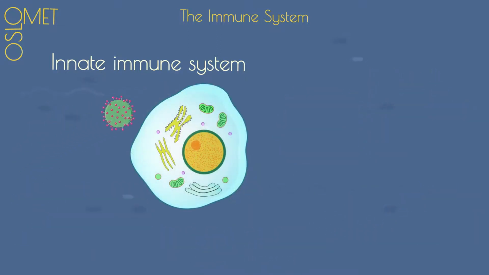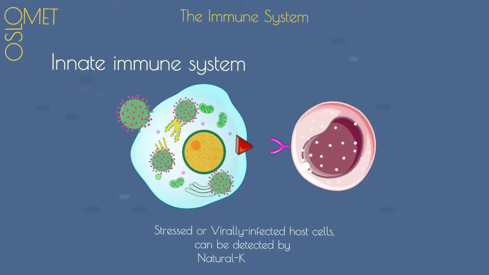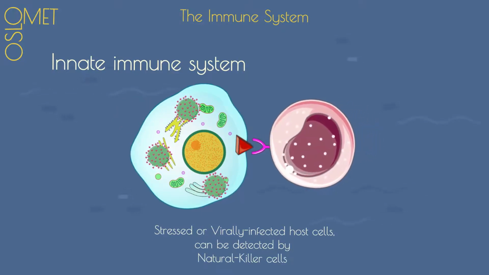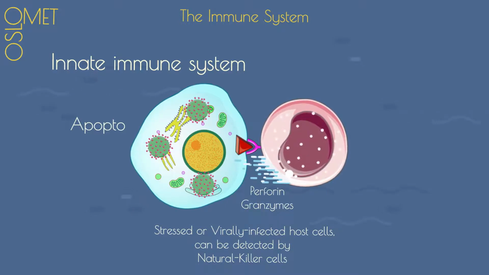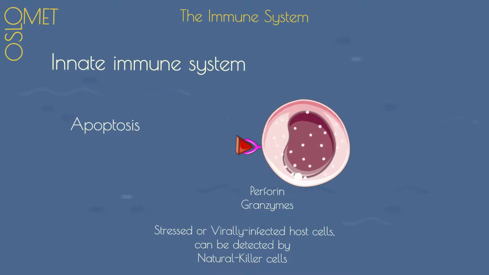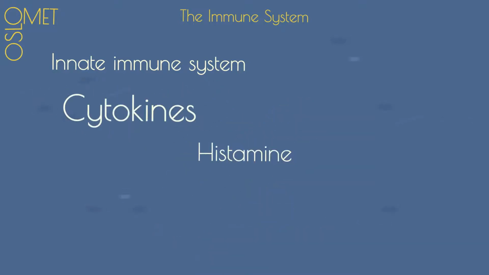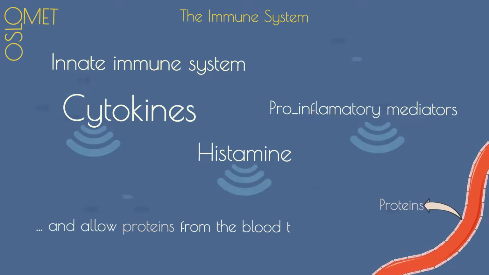During innate immune reactions, stressed or virally infected host cells can be detected by natural killer cells, which release perforin and granzymes to induce apoptosis and kill the infected cell. Cytokines, histamine, and other pro-inflammatory mediators send signals to the other innate immune cells and the cells of surrounding tissue, and allow proteins from the blood to enter the tissue and interact with pathogens.